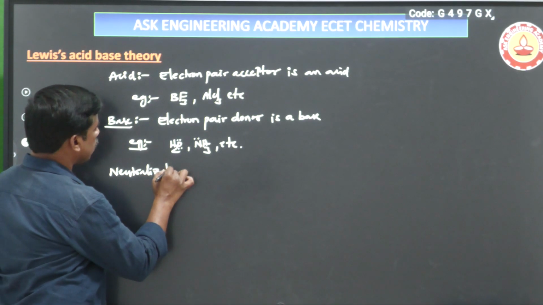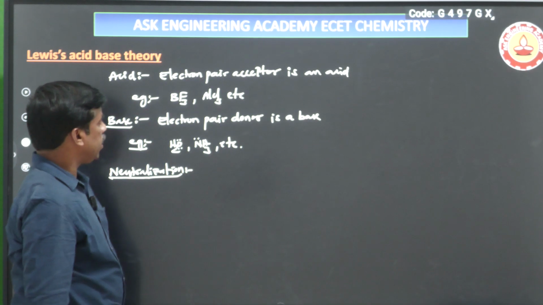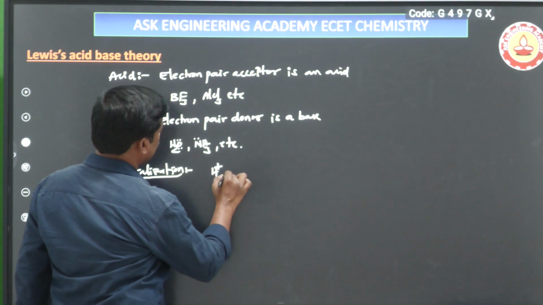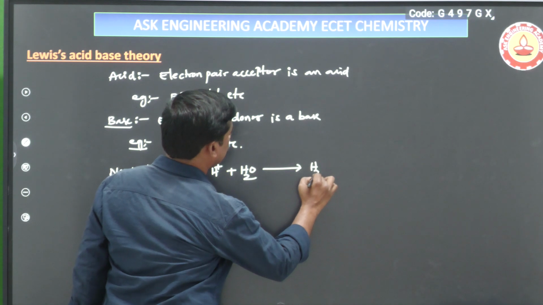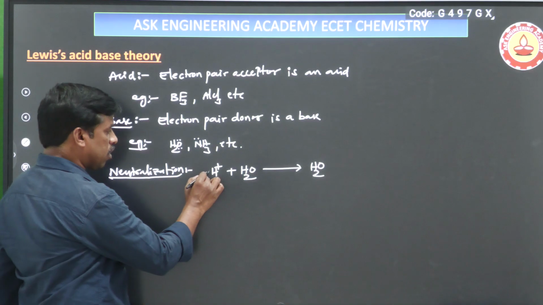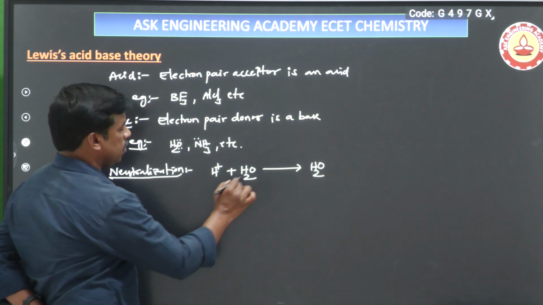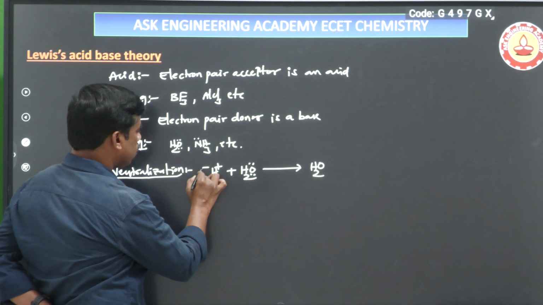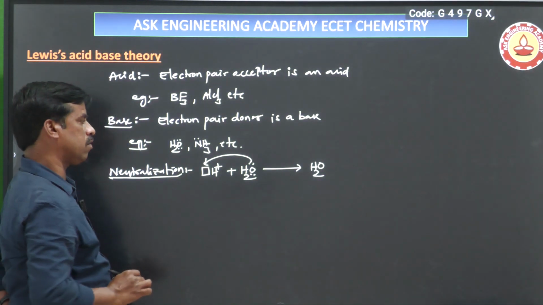Neutralization, what happened? Check it. Whenever H plus reacts with a water molecule, what happened? They form H2O. Here H plus has no electron. Electron deficient compounds can act as what? Lewis acid. Here the lone pair is there, and the empty orbital is there. This lone pair is going to transfer towards this H plus.